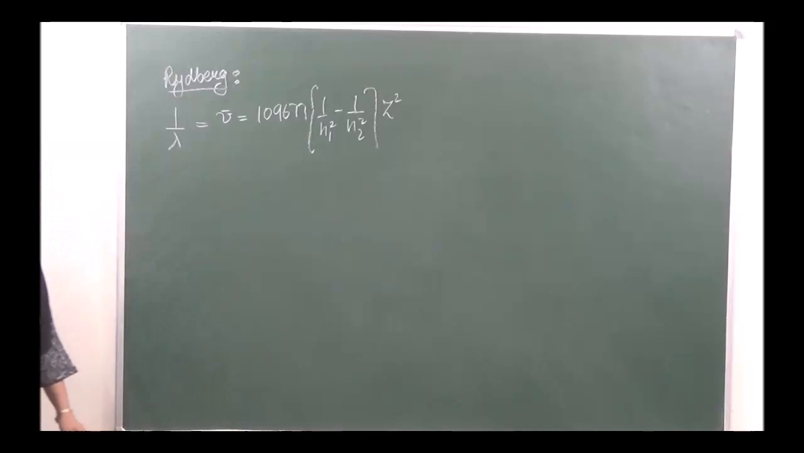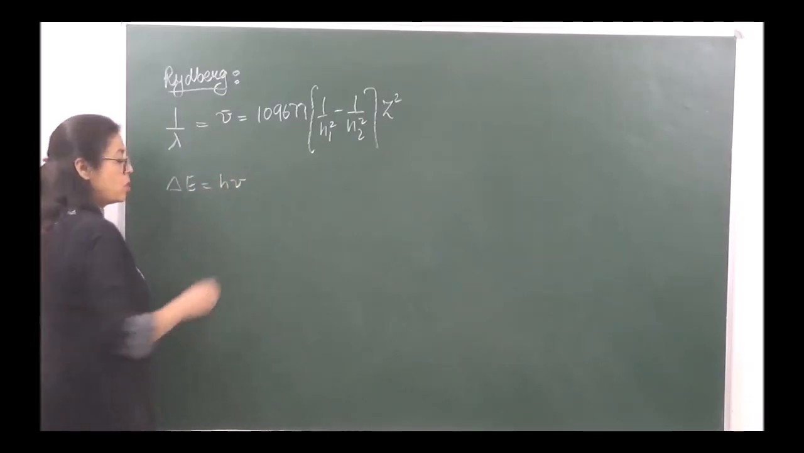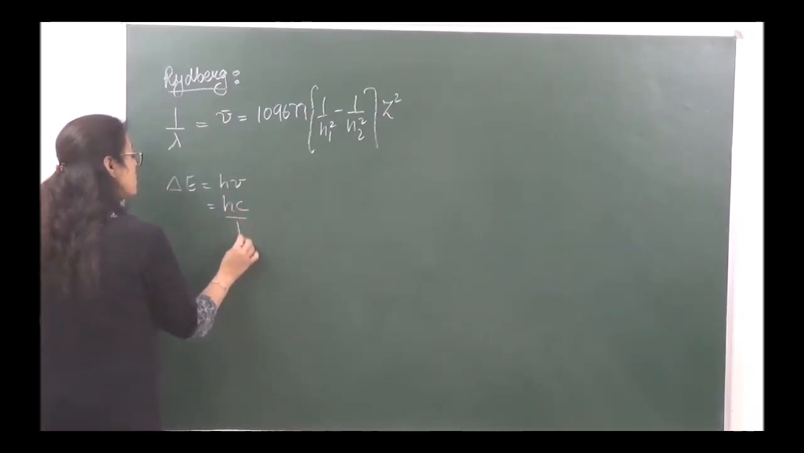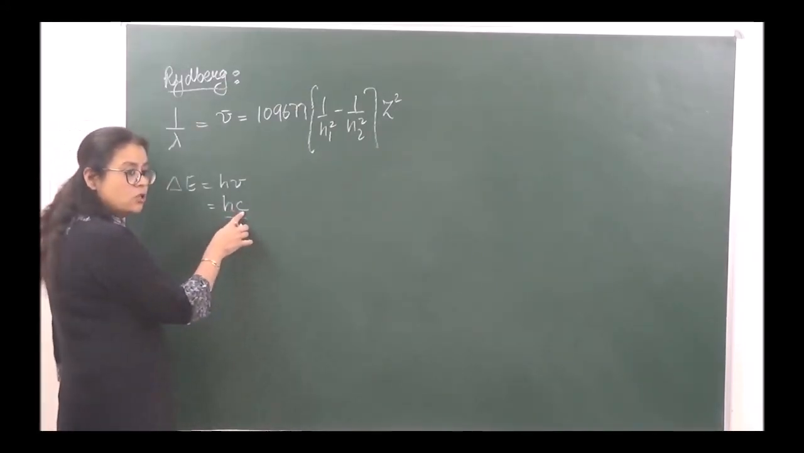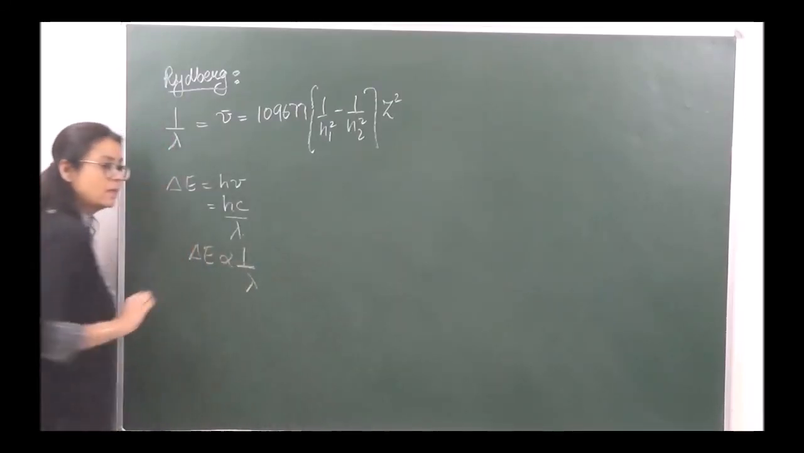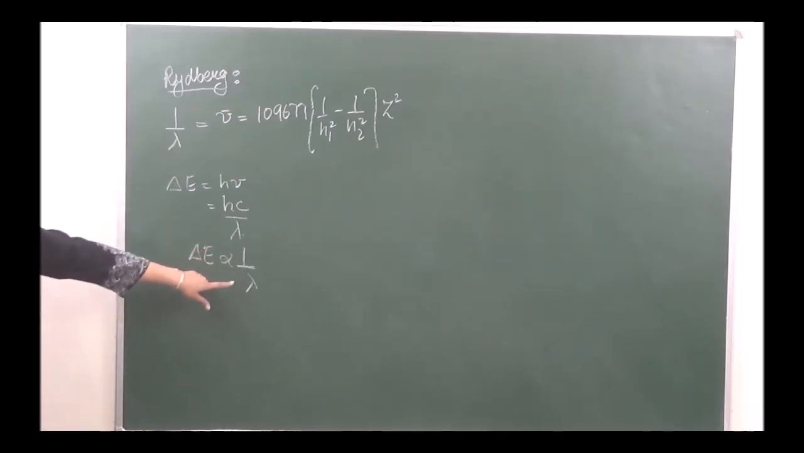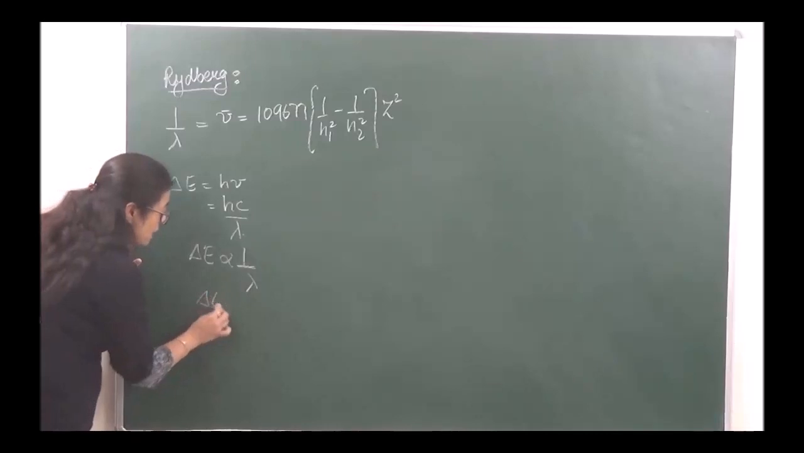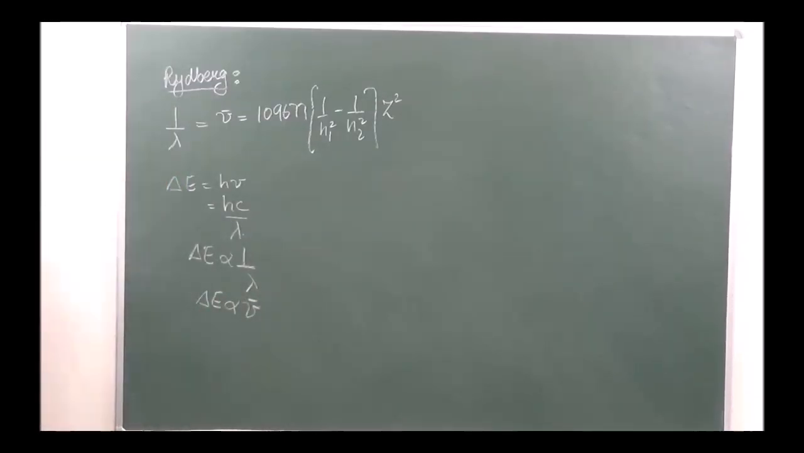Okay, so when we are talking of this, we know that delta E according to Planck is equal to h nu, or equal to hc upon lambda. Over here h is a constant and c is also a constant. Therefore delta E is inversely proportional to lambda, which suggests that delta E is directly proportional to wave number, because 1 upon lambda is equal to wave number.